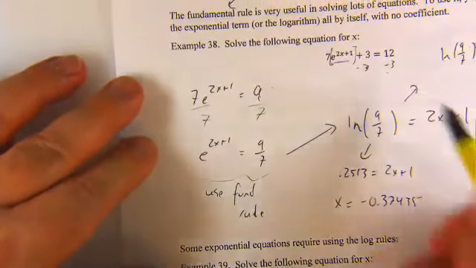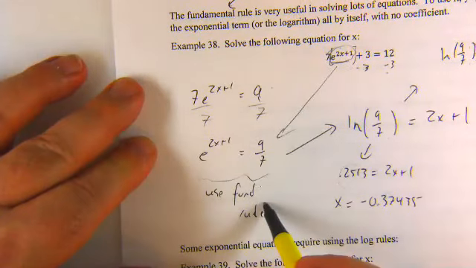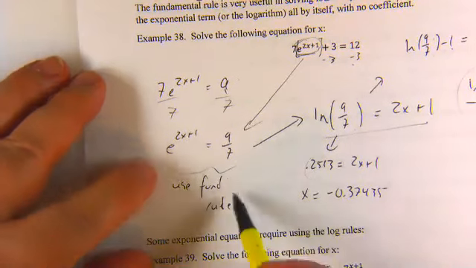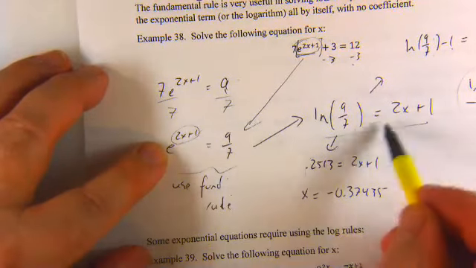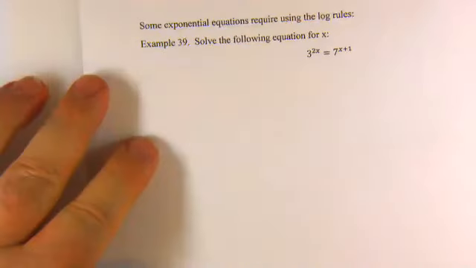Okay, but the key point in solving this kind of equation is that we want to isolate the exponential term and use the fundamental rule, and then you can solve for x. The fundamental rule gets the x out of the exponent, and then you can solve for it.